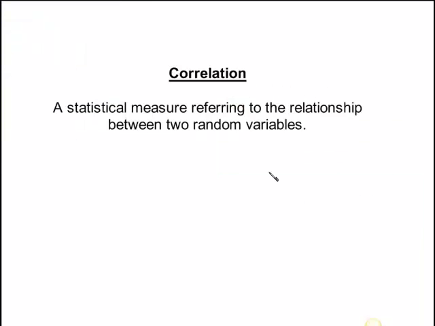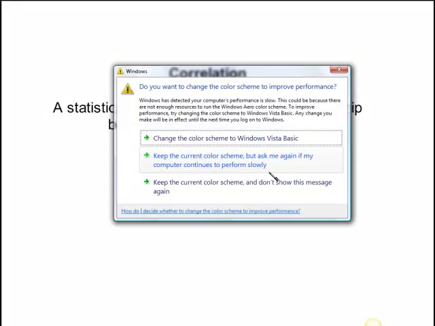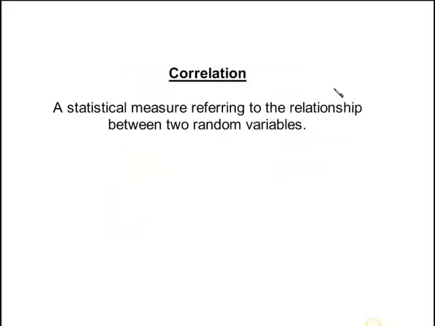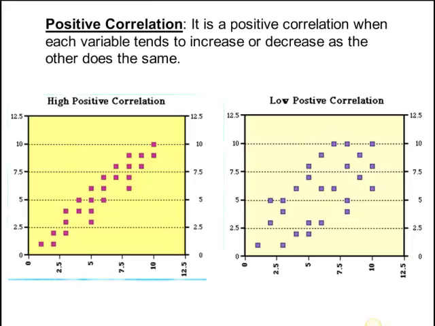So in your note sheet, if you could get down the definition of correlation as a statistical measure referring to the relationship between two random variables. Alright, so we're going to talk about how some variables relate and some variables really don't have anything in common. One doesn't really affect the other or have any relation to the other. So we're going to look at some different types there. Alright, so if you need to pause the video to get that done, you can do that. Otherwise, I'm going to move on to our first type of correlation.